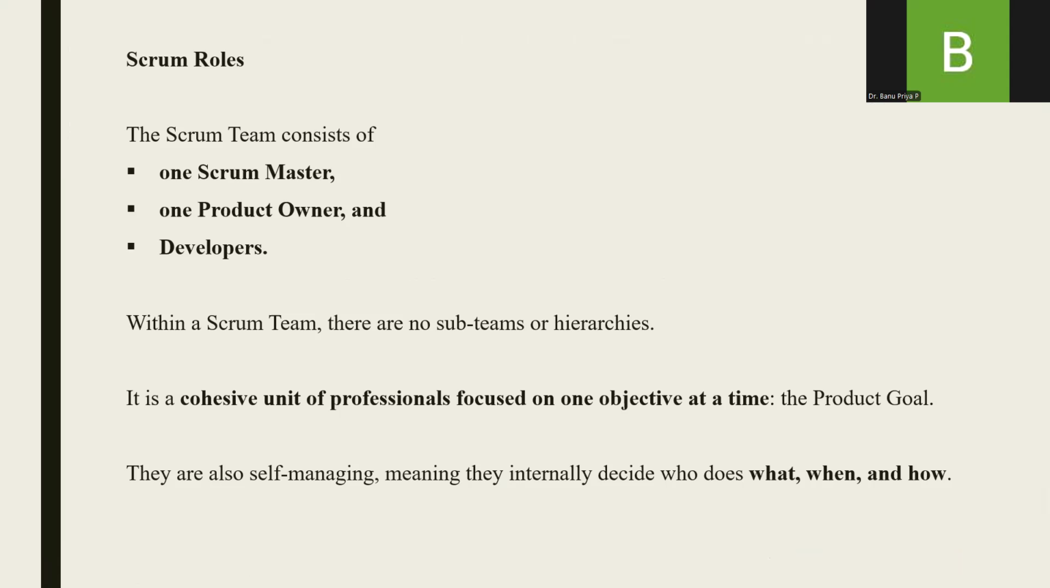First we'll discuss Scrum roles. The Scrum team consists of one Scrum Master, one product owner, and developers. Within a team, there are no sub-teams or hierarchies. There is only one team: one Scrum Master, one Product Owner, and there can be several developers. It is a cohesive unit of professionals focused on only one objective at a time. This is only the product goal. Here we decide what we will be doing, when we should complete it, and how we are going to execute it.